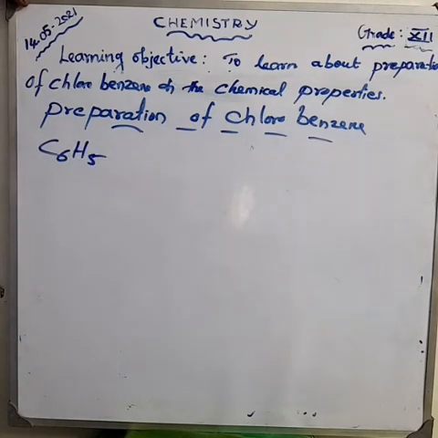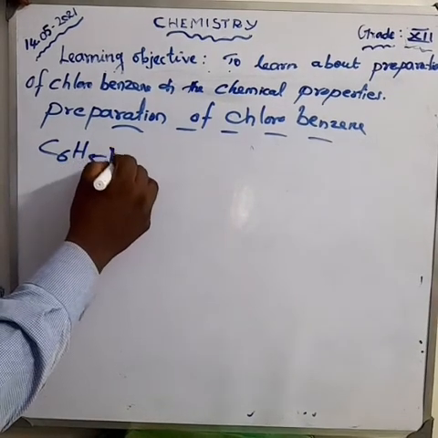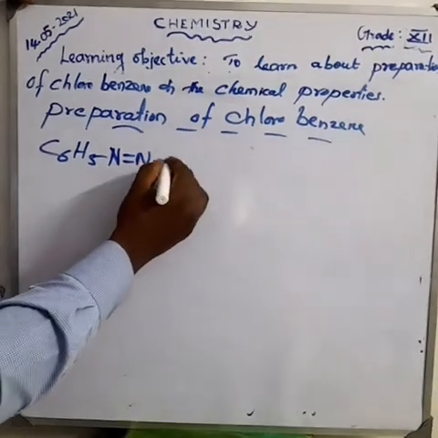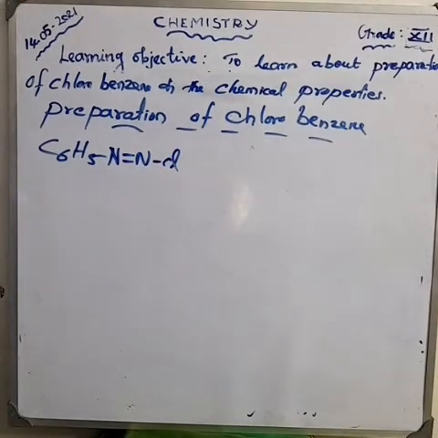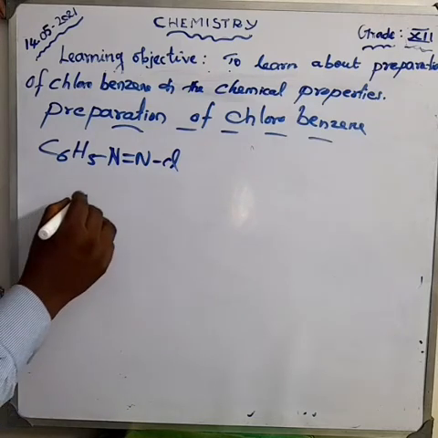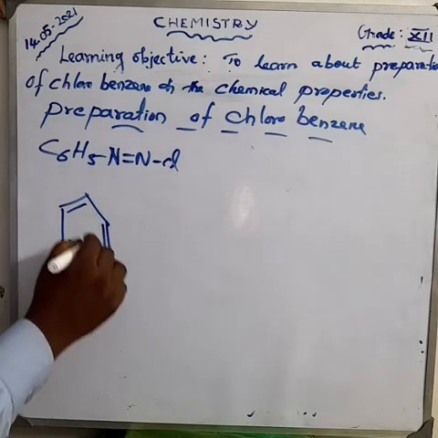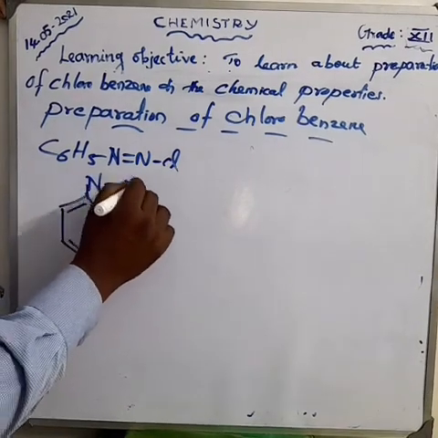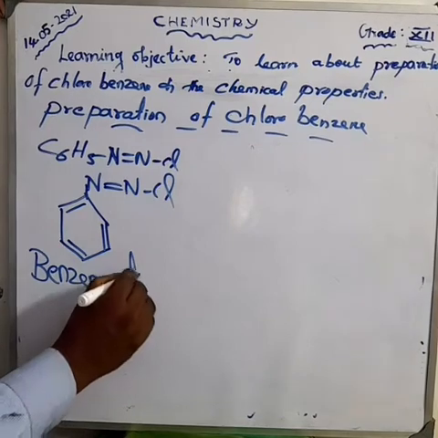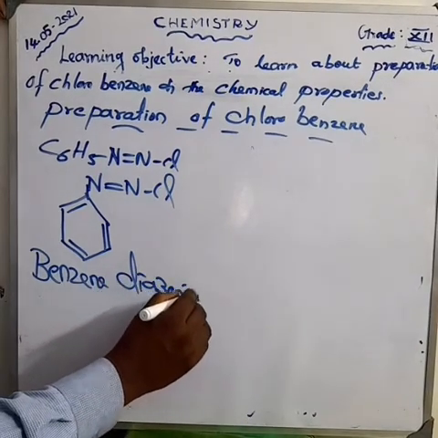Removing one hydrogen, we get C6H5. Diazonium means N double bond N, so C6H5N2Cl. Benzene diazonium chloride, this is the formula. Then we can rewrite the structure of this benzene diazonium chloride: benzene ring with N double bond N Cl, benzene diazonium chloride.